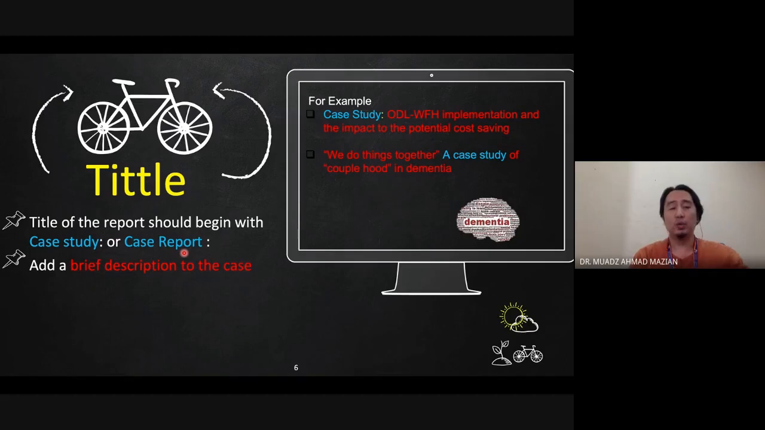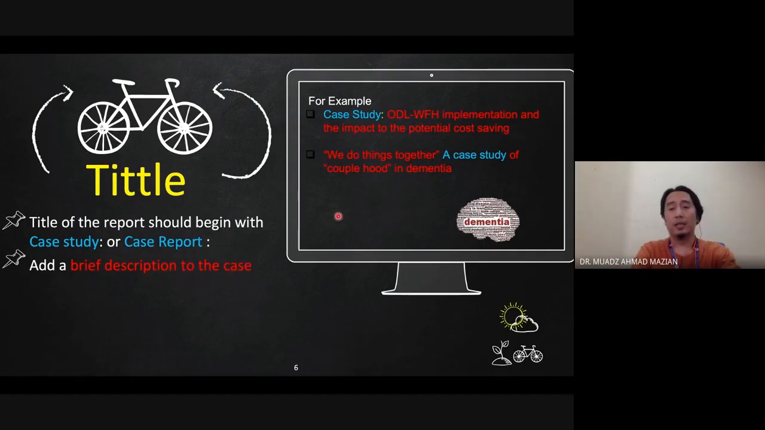Okay, you go to Google Scholar or you go to Science Direct, you go to NCBI whatsoever, you just type case study or case report. So that will bring up all the case study reports being conducted or being published. So it's easy for us to distinguish between case studies and other papers. And then on the title, you have to add a brief description of the case.